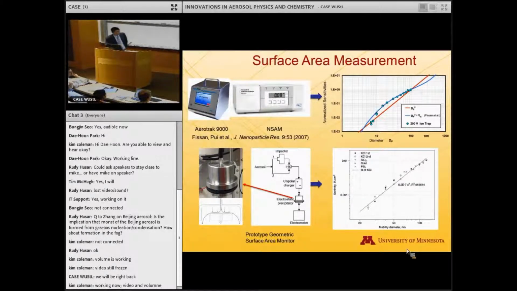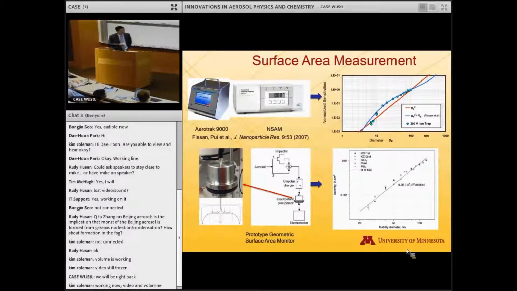Heinz figured out that if he multiplied the geometrical surface area, dp squared, with the deposition curve in the lung, the alveolar region in this case, all the data points actually fall right on top of dp squared times the deposition curve. Therefore, we call this instrument a lung-deposited surface area monitor. But I think a lot of toxicologists don't like that. They say, why don't you just measure pure geometrical surface area?